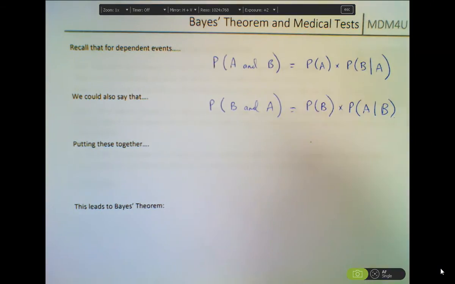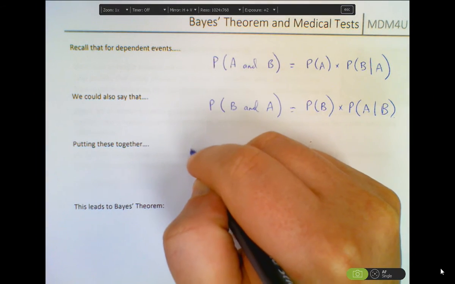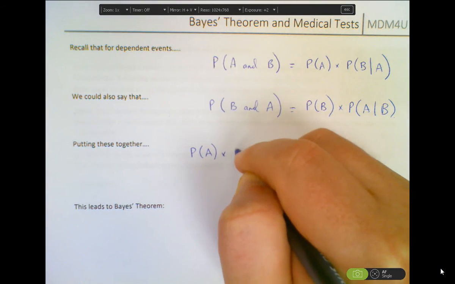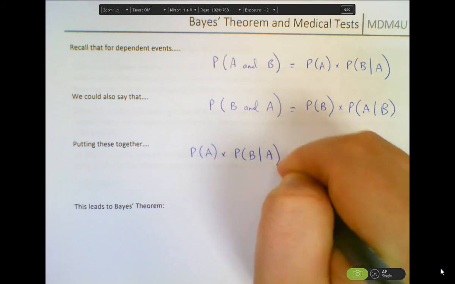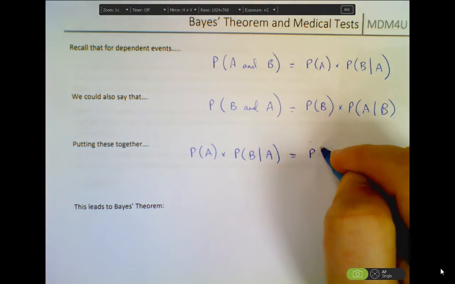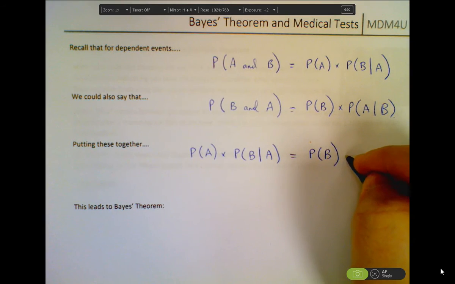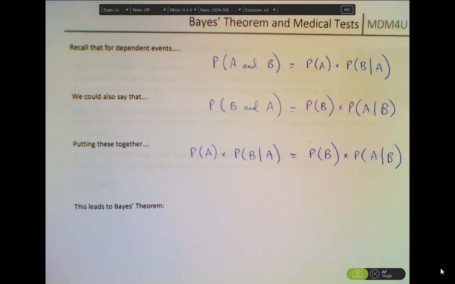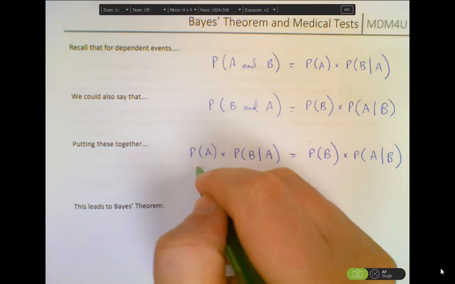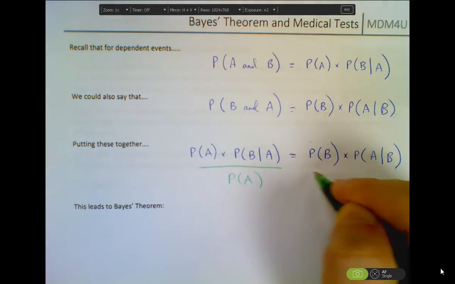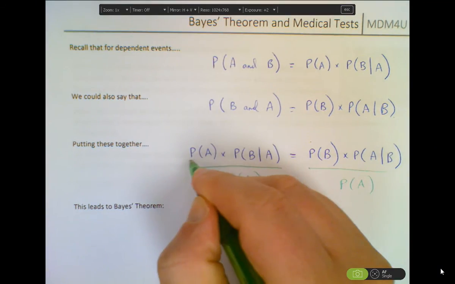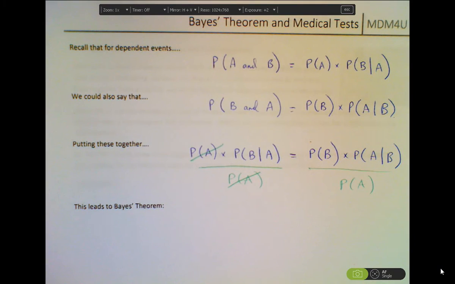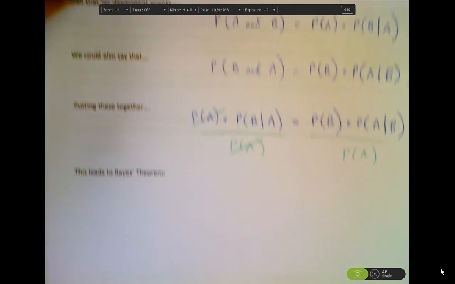If you put these together, you get the following. The probability of A times the probability of B given that A has already happened is equal to the probability of B times the probability of A given that B has already happened. And if you do some rearranging here, if you divide both sides by the probability of A, these divide out on the left, and what you're left with is what we call Bayes' theorem.